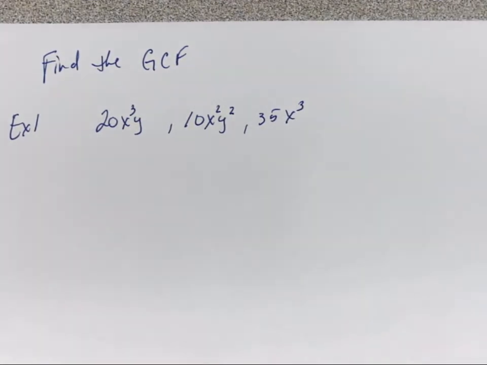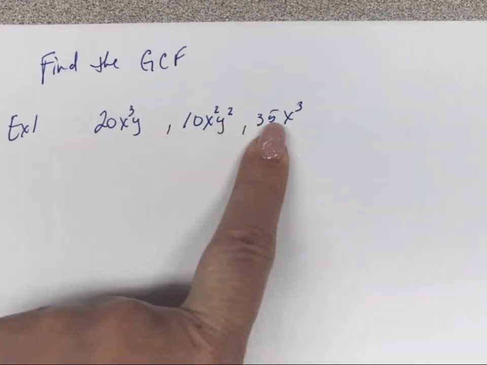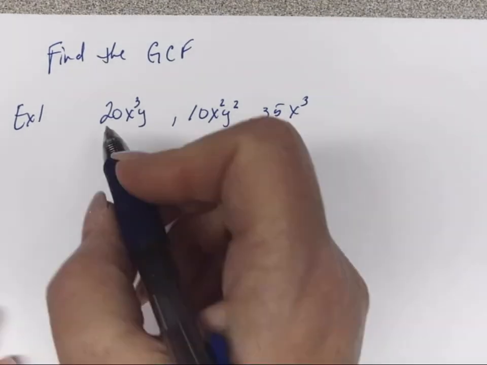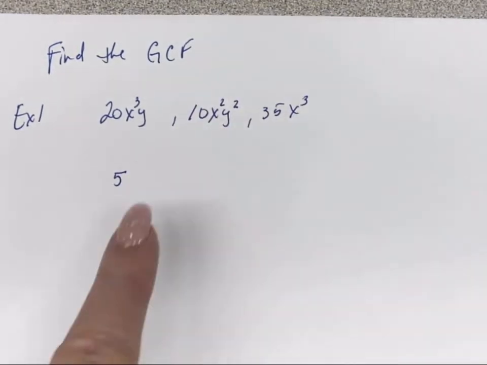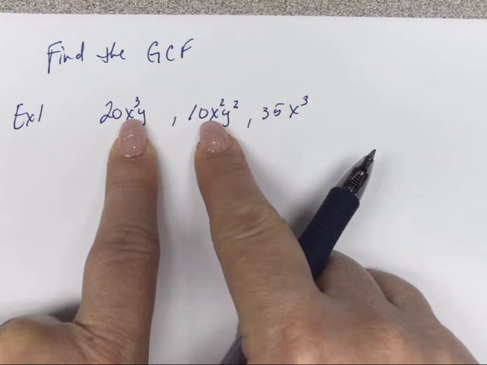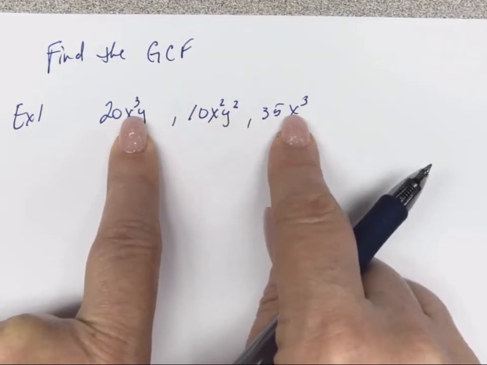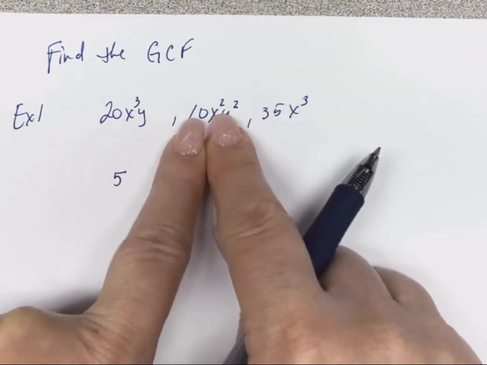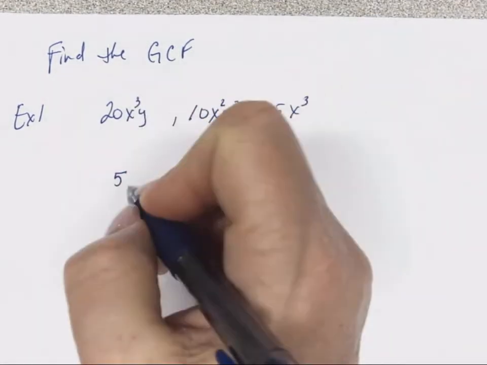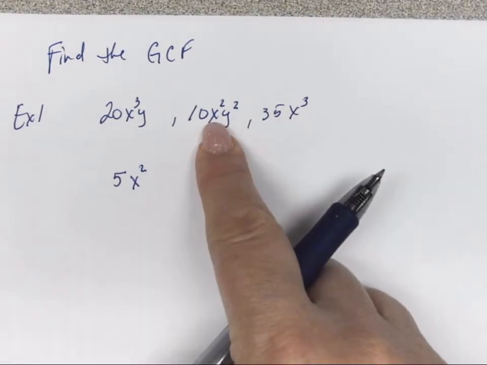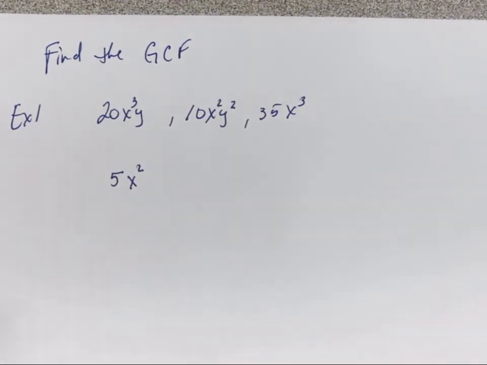If we're looking at those three terms, we want to find what number they all have in common. Well, they're all multiples of 5. And then as far as the x's, we have an x cubed, an x squared, and an x cubed. So the most that we can pull out will be an x squared. We can't do x cubed because the second term doesn't have a third x to pull out.